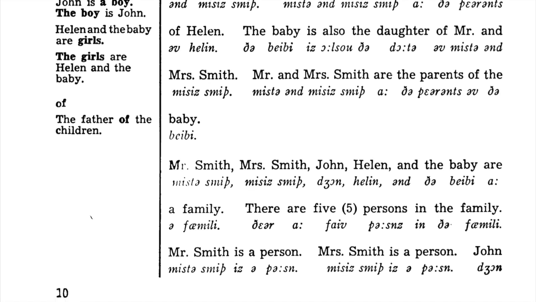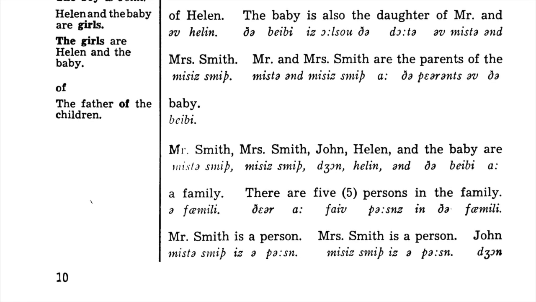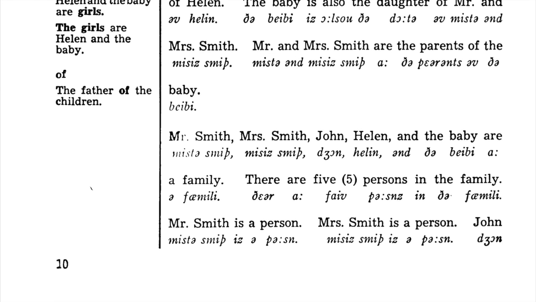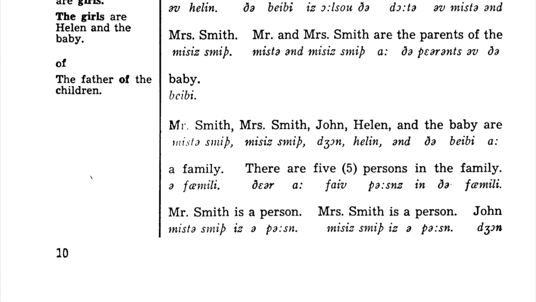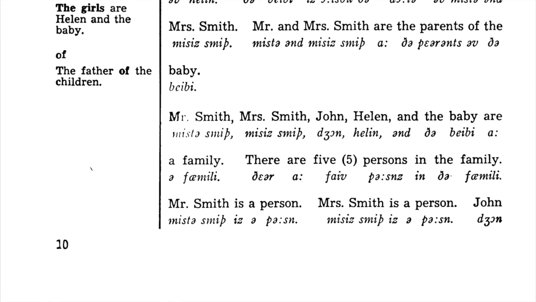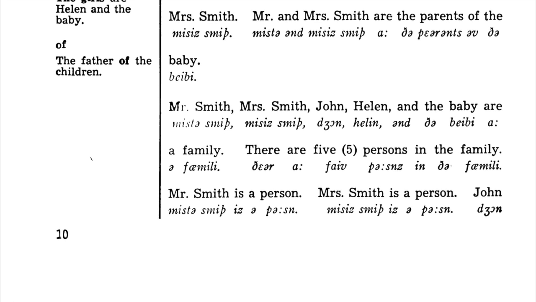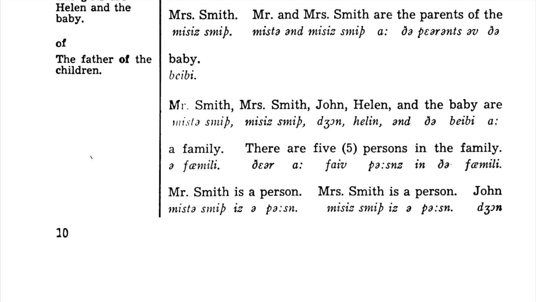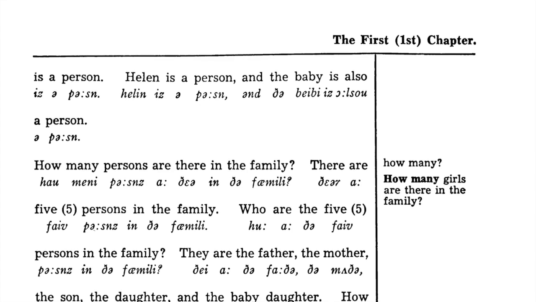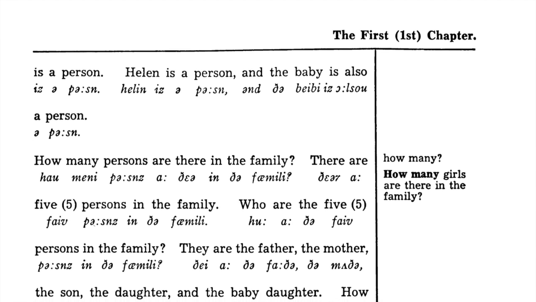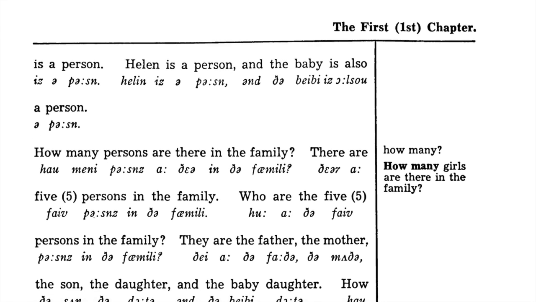Mr. Smith, Mrs. Smith, John, Helen, and the baby are a family. There are 5 persons in the family. Mr. Smith is a person. Mrs. Smith is a person. John is a person. Helen is a person, and the baby is also a person.